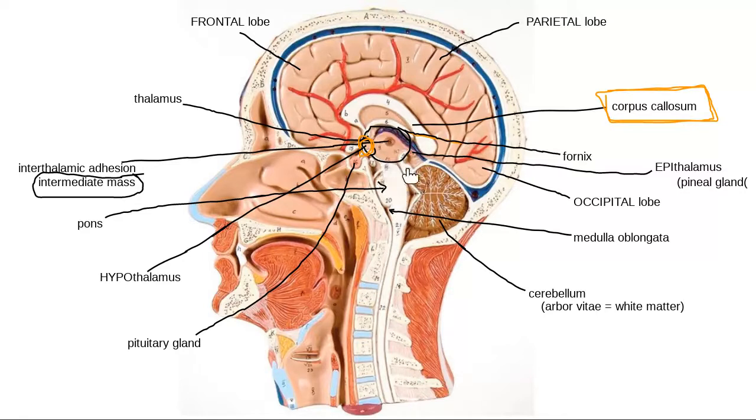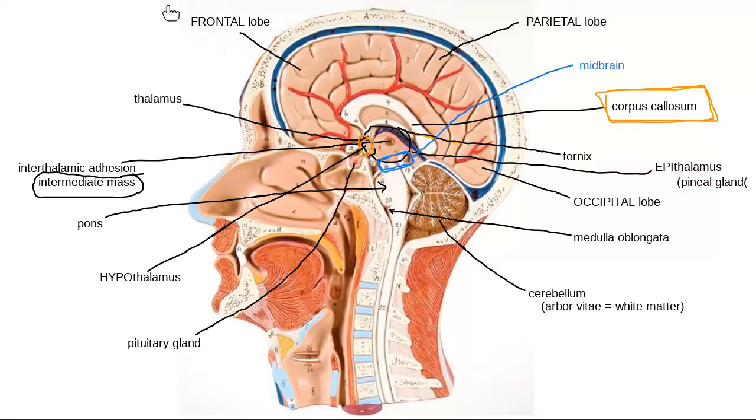So this little region right here is what we call the midbrain. Excuse me, I always get those mixed up. So let's pick a color here. I'm gonna put a blue box around the midbrain. Okay. So this blue box is an area called the midbrain.